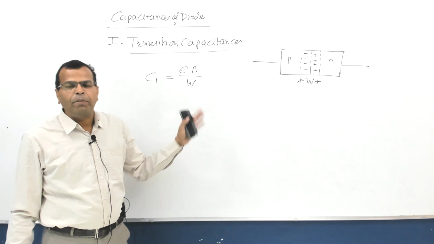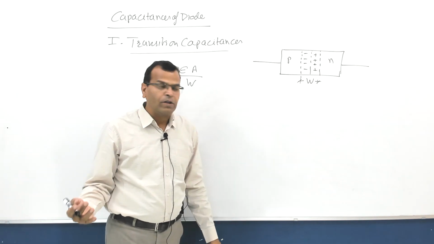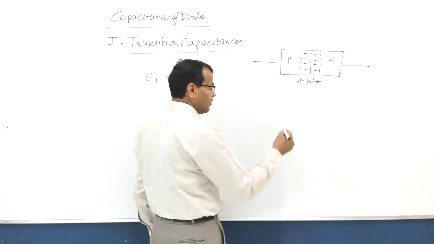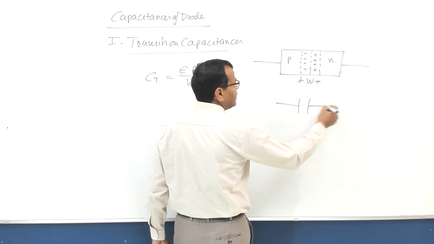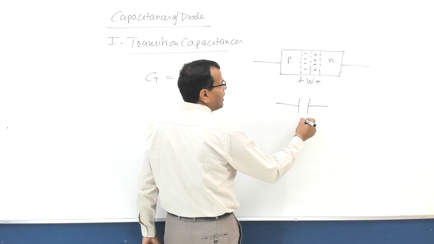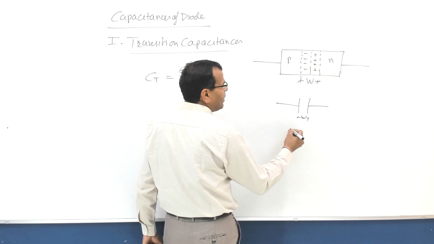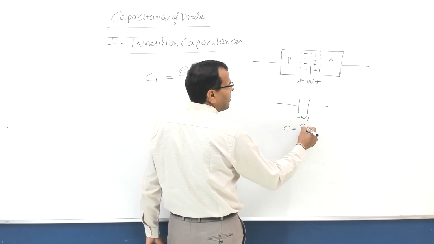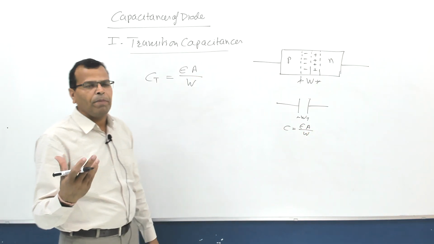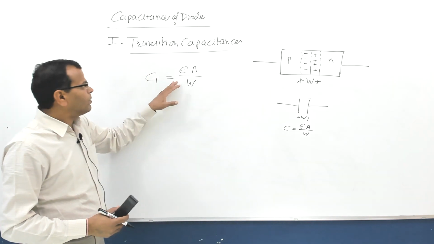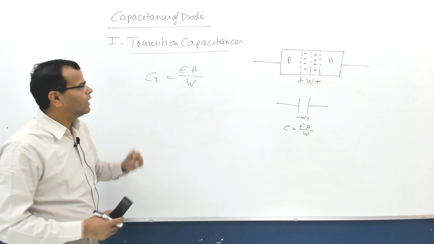Epsilon A by W, just like your parallel plate capacitor. What is the capacitance of a parallel plate capacitor? It is just like a parallel plate capacitor like this, where W is the separation between the plates. So capacitance of a parallel plate capacitor will be epsilon A upon W. So the expression is similar to a parallel plate capacitor. Epsilon A by W, that is how you can remember.